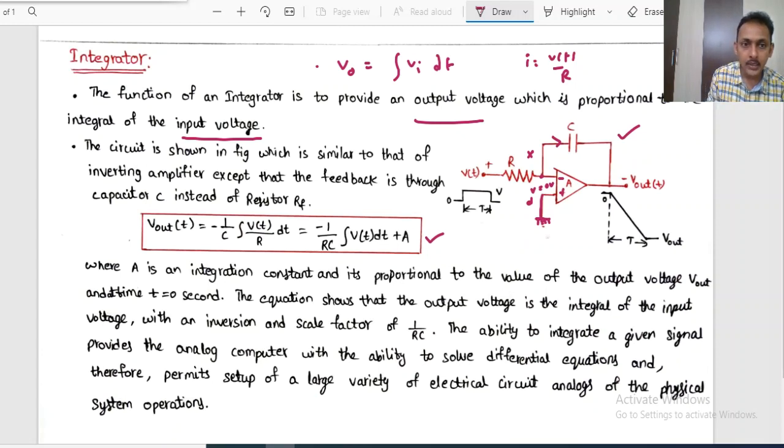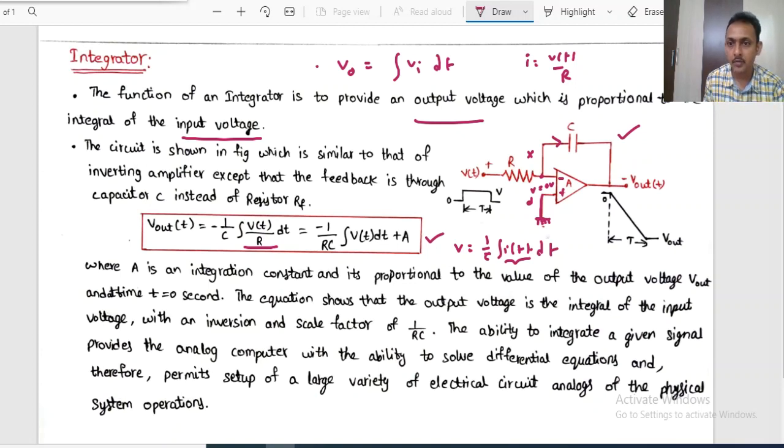Now this entire current flows through the feedback path, through the capacitor. Now obviously our output is nothing but the integral of the input voltage. If you observe, the voltage across the capacitor is V equals 1 by C integral I of t dt. But what is the amount of current flowing? Simply v of t by R.